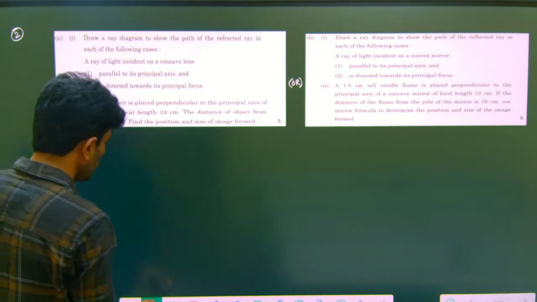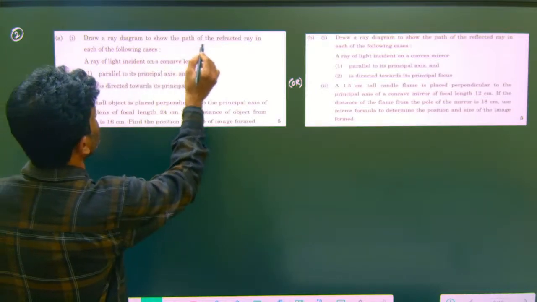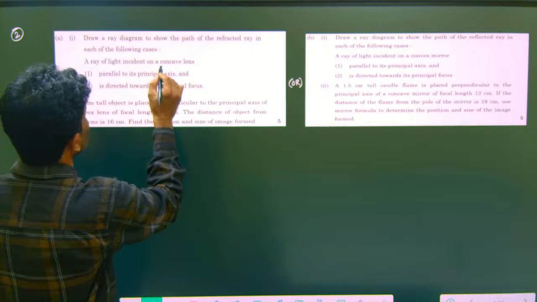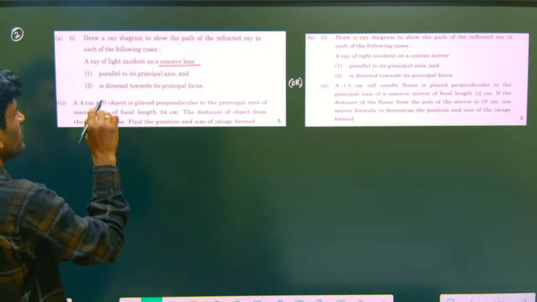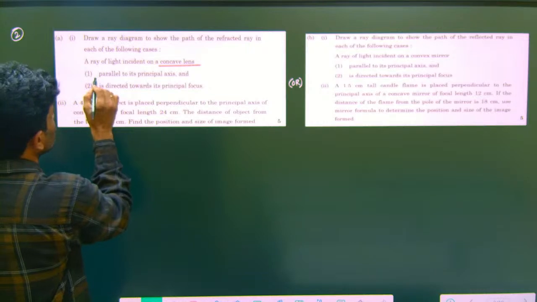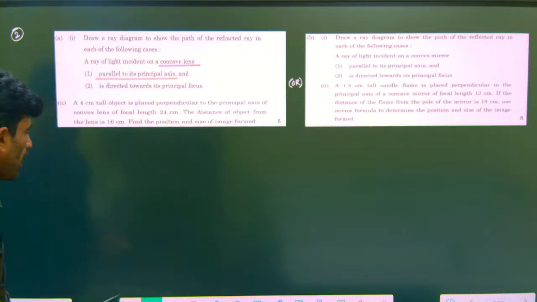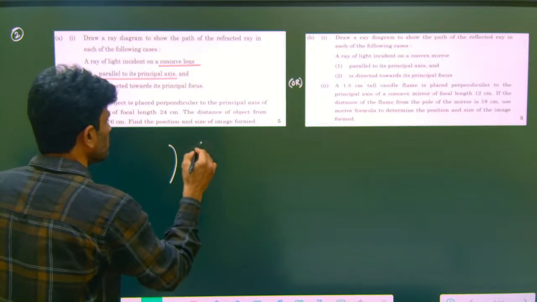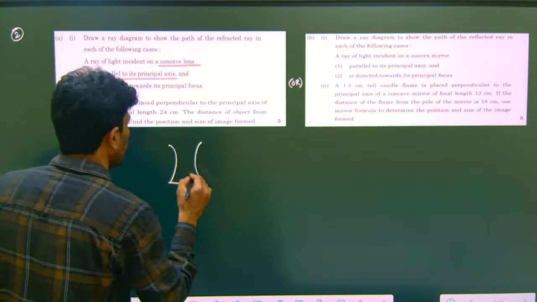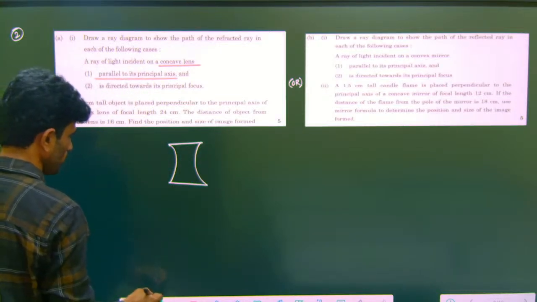Here 2 things you have to remember. One is it is the ray diagram, path of ray diagram you have to draw, and it is for concave lens. For concave lens, first incident ray is what? It should be parallel to the principal axis. What happens if incident ray is parallel to principal axis of concave lens? So hope all of you know about these rules of ray diagrams.